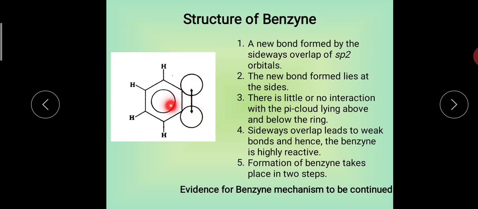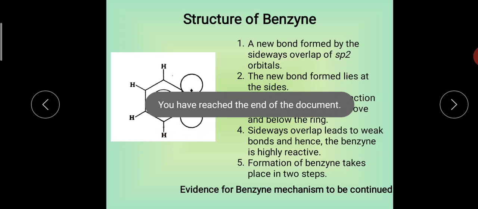It has no interaction with the pi cloud which is above and below the ring, and hence this bond is not so strong. It is weak in nature. Okay, that is why your benzyne becomes highly reactive, and if there is any group which could actually react with it, it would prefer to react and become a much more stable molecule. Okay, so benzyne formation takes place in two steps. One is elimination of proton and then elimination of your halide ion. Okay, that's all in this particular slide.